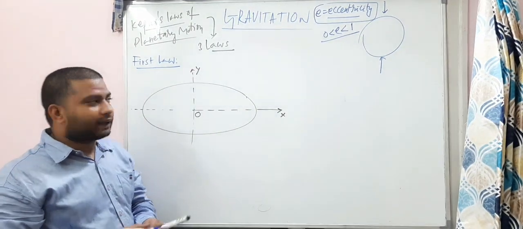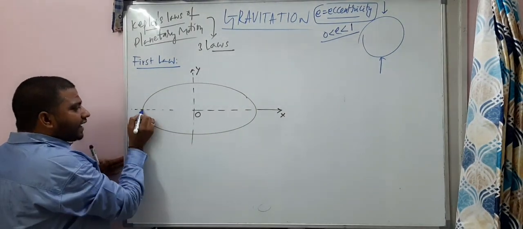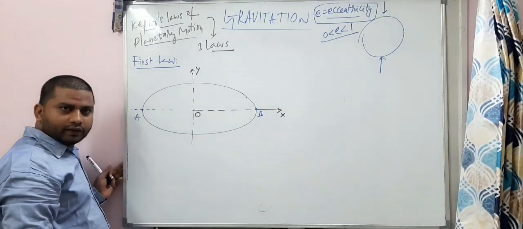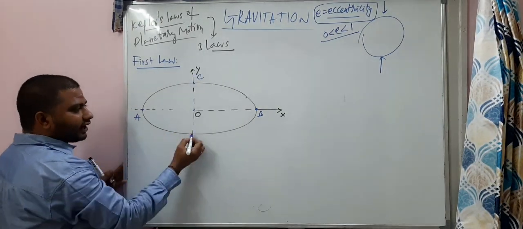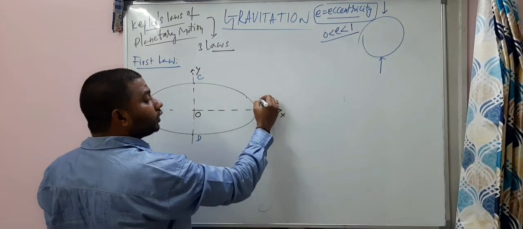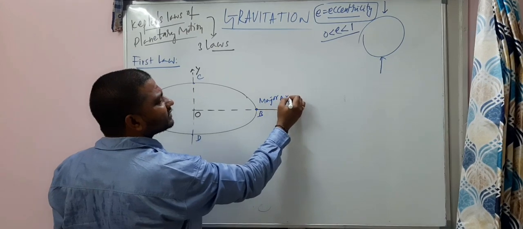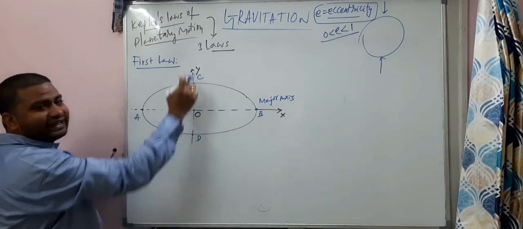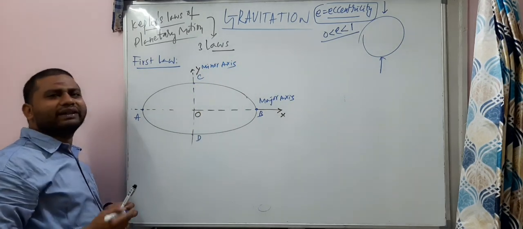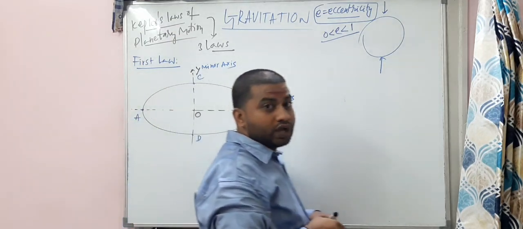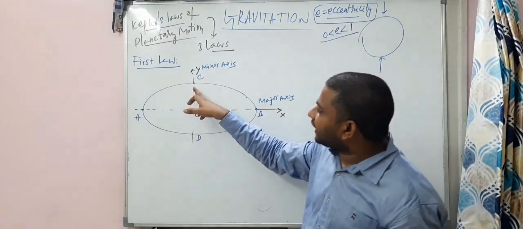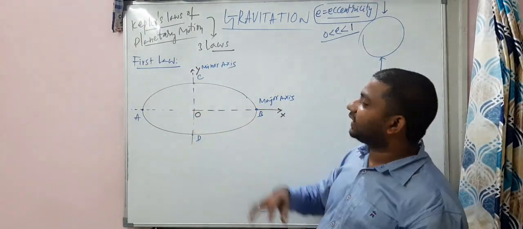Coming back to this. Imagine this is point A and this is point B of the ellipse, and this is point C and this is point D. This axis is called the major axis, my dear students, and this axis CD is called the minor axis. I hope it's very clear. The horizontal axis is the major axis and the vertical axis is the minor axis, and the center of the ellipse is here.